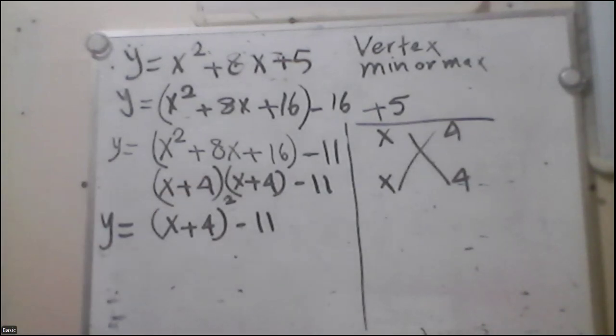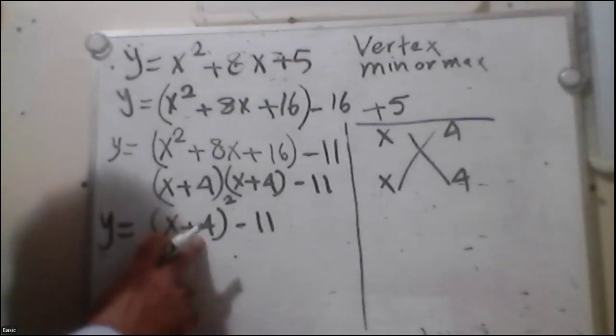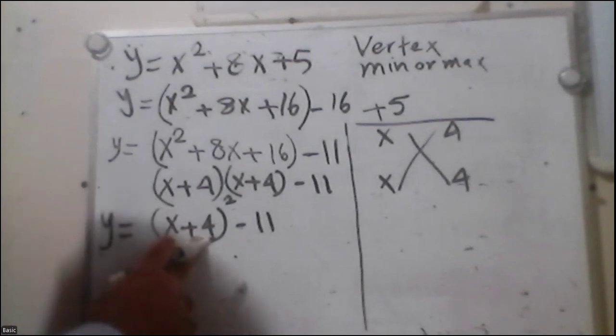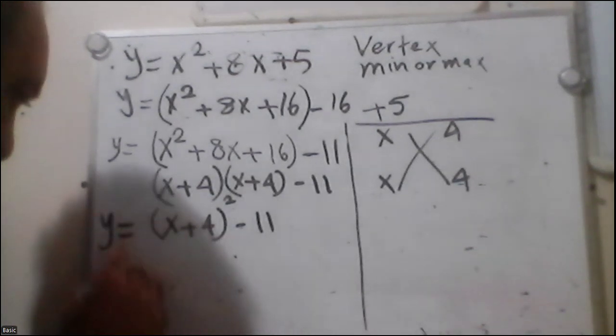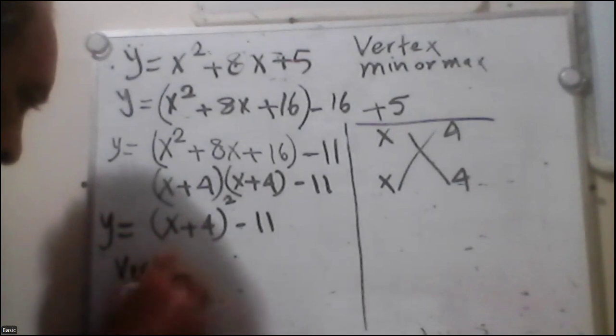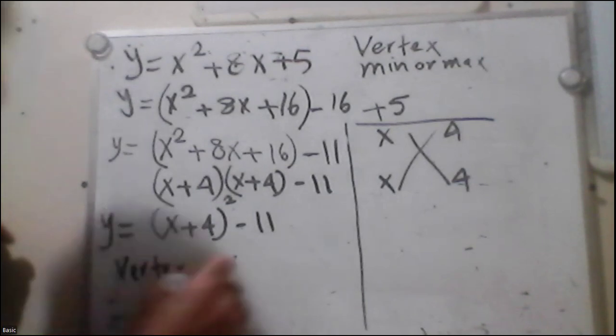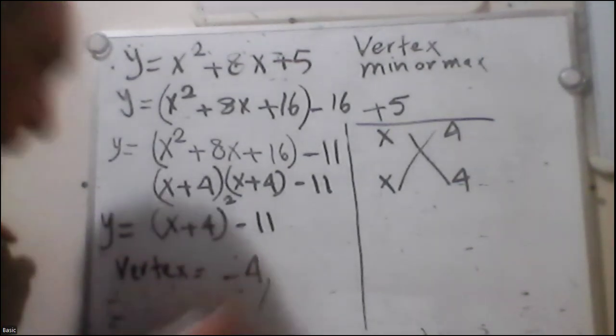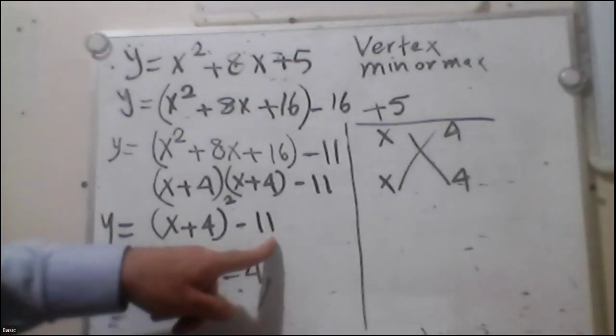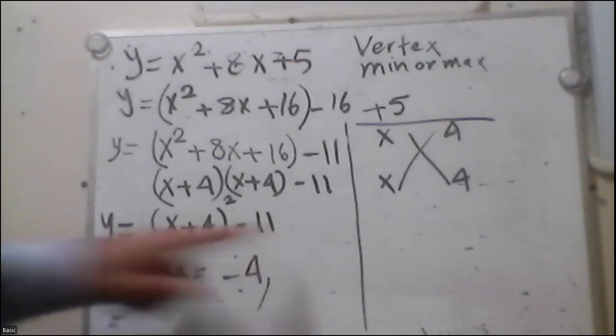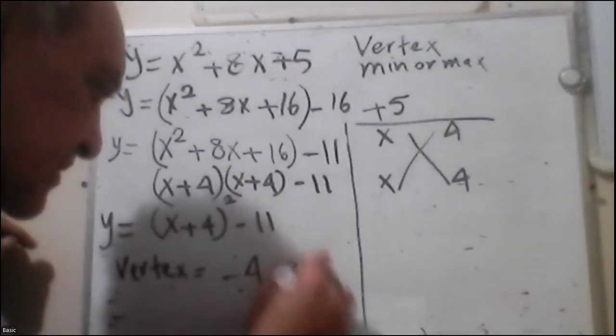Okay. Now, how will I get the vertex? The vertex is the number inside here. Instead of positive, I will switch it into negative. So the vertex will equal: positive 4 will be minus 4. And the outside number, which is minus 11, I keep the way it is, minus 11.